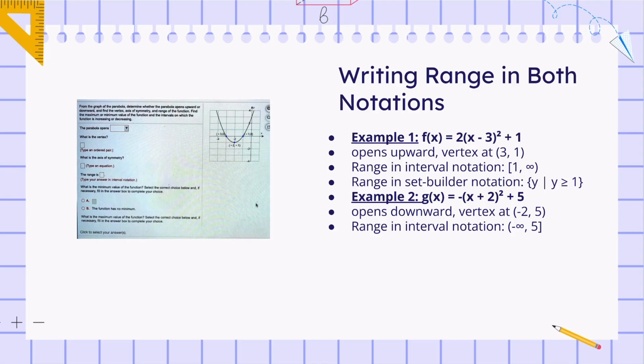So in interval notation, we're going from the smallest value to the largest value. Well, the smallest value would be negative infinity.